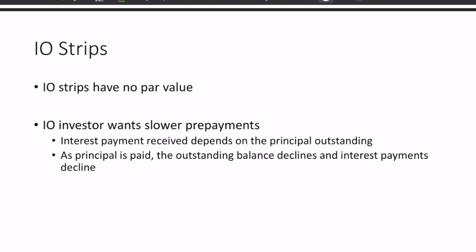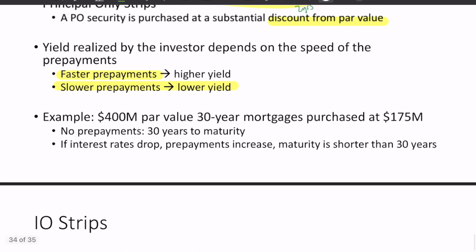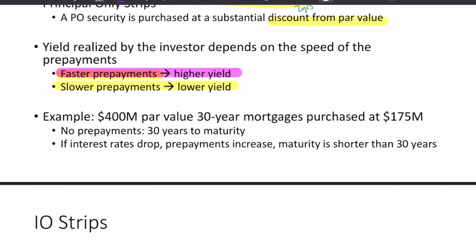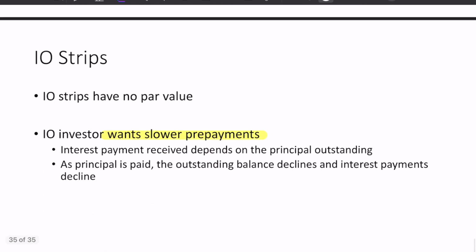Now, next up, if we think about the interest-only strips, these are an interesting security because they have no par value. There is no set amount that's due. It's not like a home and the home loan is $400,000. We don't know what the interest is going to be. What the investor in an interest-only strip wants is actually slower prepayments. So they have the exact opposite incentive to the principal investor, who wants faster prepayments.